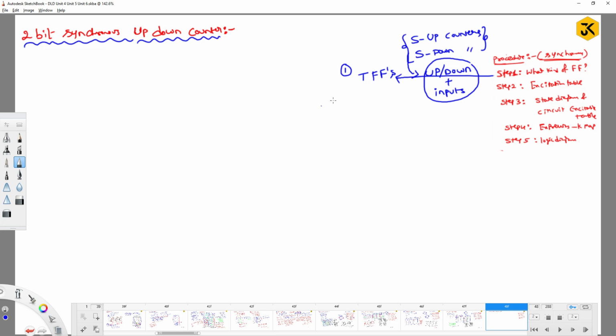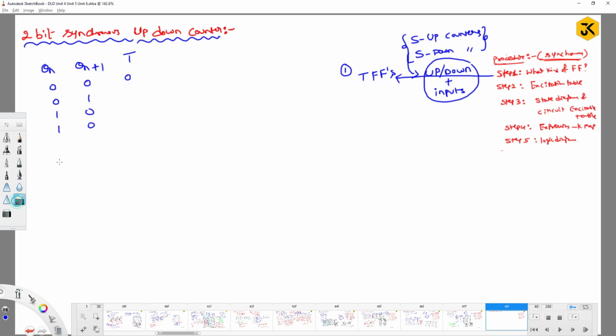I am going somewhat fast. If you want, you can go to the earlier videos. So the second step is the excitation table for the T flip-flop. If I have present state Q and next state Q plus 1, what might be the T flip-flop value? The possibilities are 0 0, 0 1, 1 0 and 1 1. In which cases is the state changed, and in which not changed? 0 0 is not changed, so latch mode.